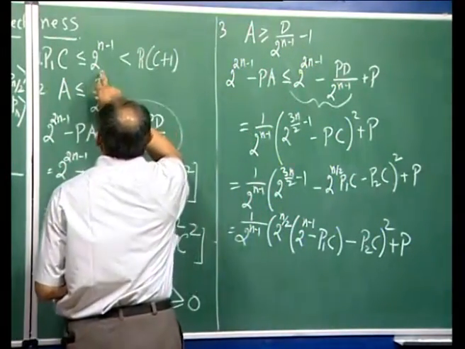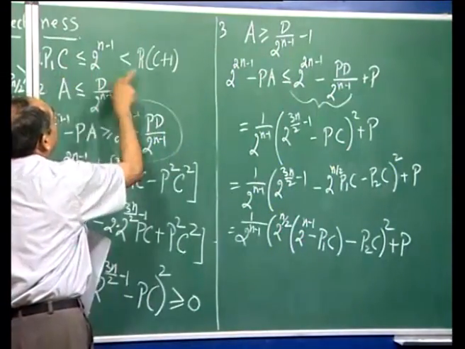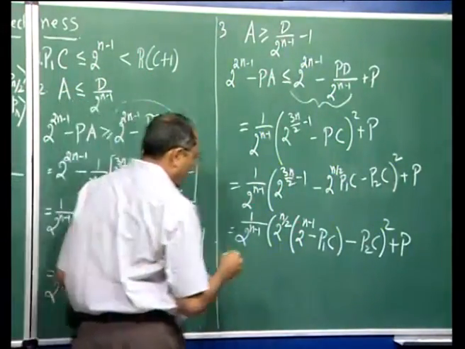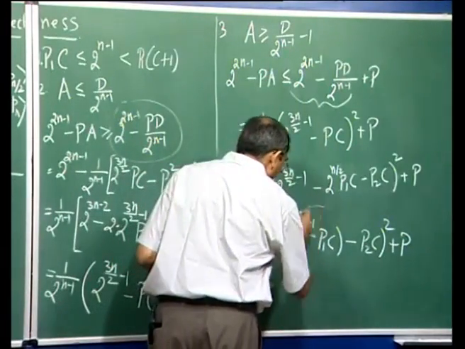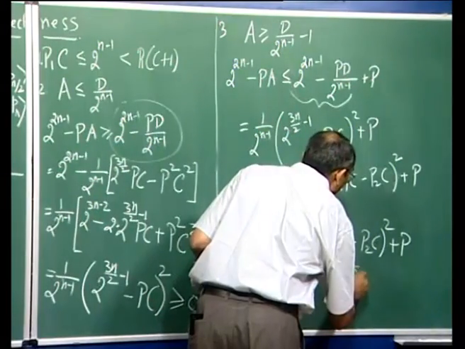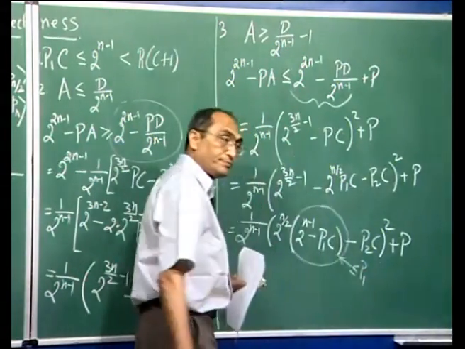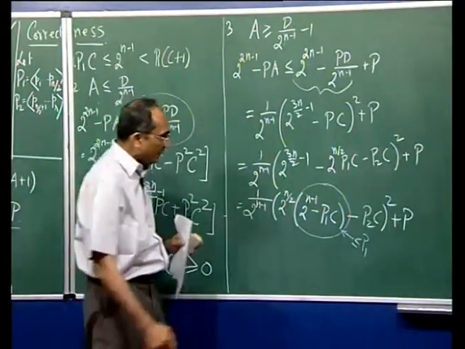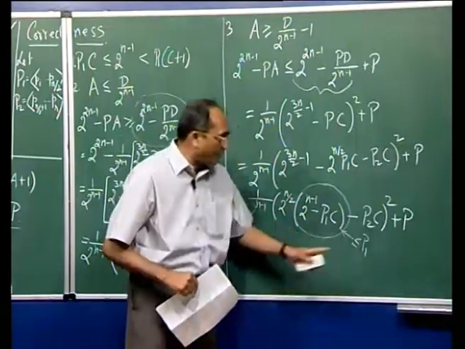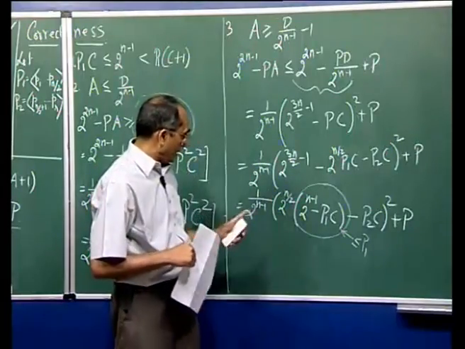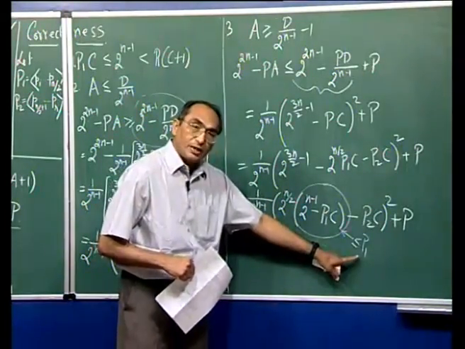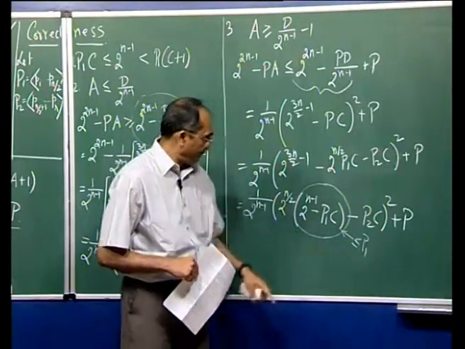So, the difference 2 to the power n minus 1 minus P1 C is less than or equal to P1. So, this term is less than or equal to P1, which is an n by 2 bit number, hence it is less than 2 to the power n by 2. Put together these two, the number is less than 2 to the power n.